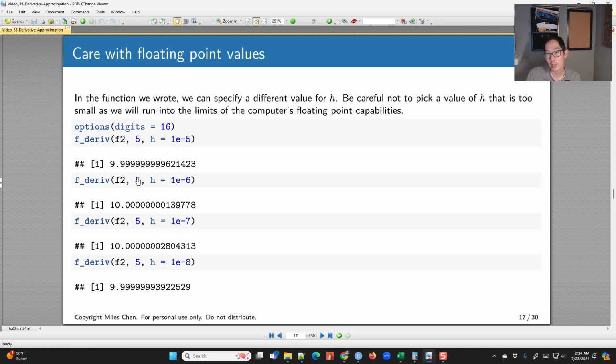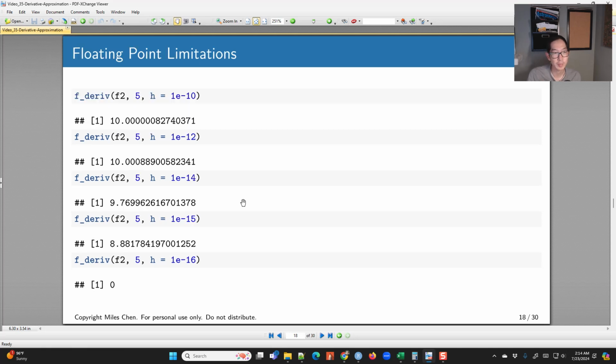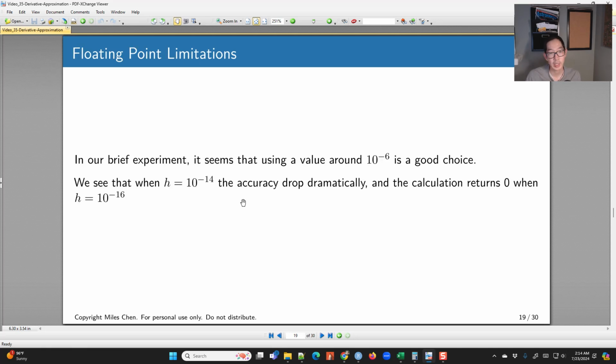Again, if the number is say like 100, okay, then you probably need to have something bigger. Maybe 10 to the minus 5 or 10 to the minus 4 is going to be a more reasonable number to use when you have something like x being 100, okay? So anyway, it seems that using a value around 10 to the minus 6 is a good choice. When h is 10 to the minus 14, the accuracy drops dramatically, and then the calculation returns 0. When h is 10 to the minus 16, it's just not even able to do it at all, okay?